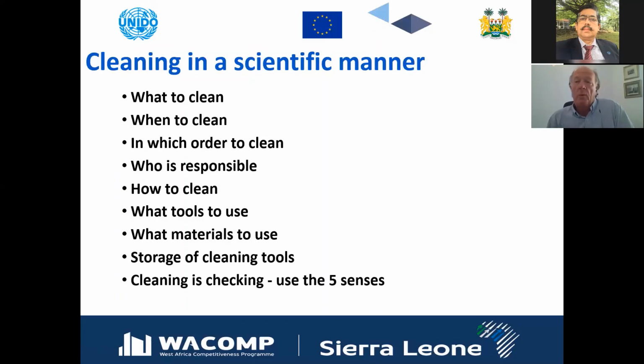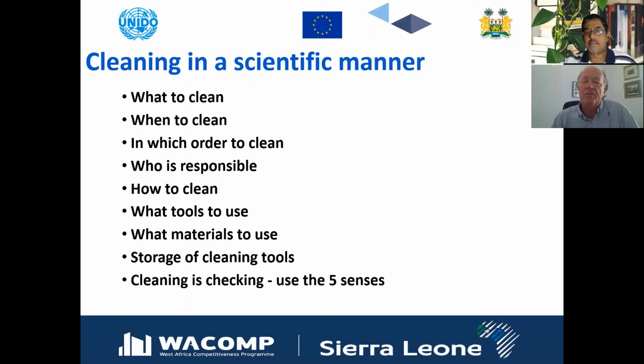Now, I will ask you to think about your own situation. Has your air conditioning unit been cleaned in the last 2 years? These are questions we need to ask ourselves. If it hasn't, is it operating effectively? Or is it just clogged up with dust? Is it using too much energy? So these are some of the potential consequences we can see by keeping things clean. So what to clean, when to clean, in which order to clean.